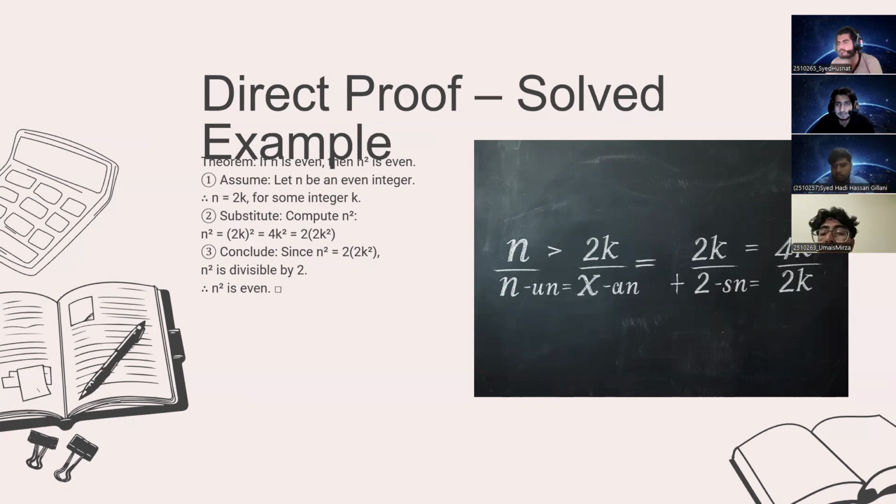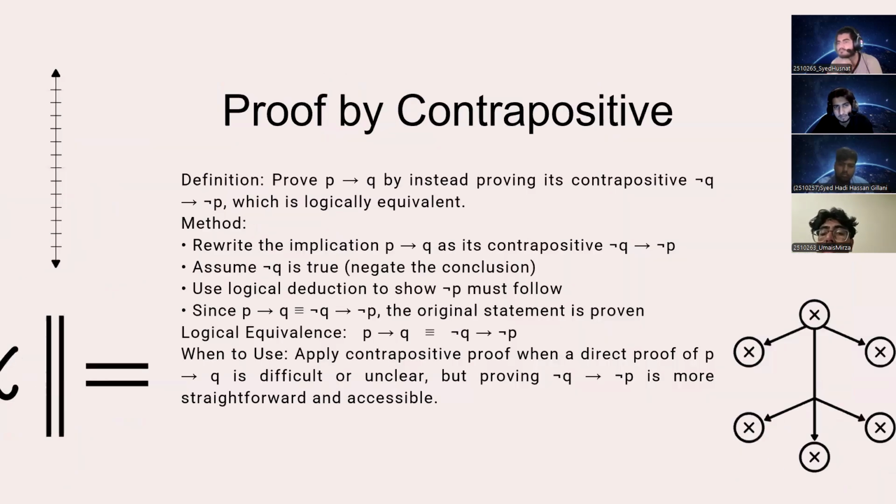This is called direct proof because we started from the assumption and directly reached the conclusion. Next slide, please. Slide number three, proof by contrapositive. Now let's discuss another proof technique which is called proof by contrapositive.